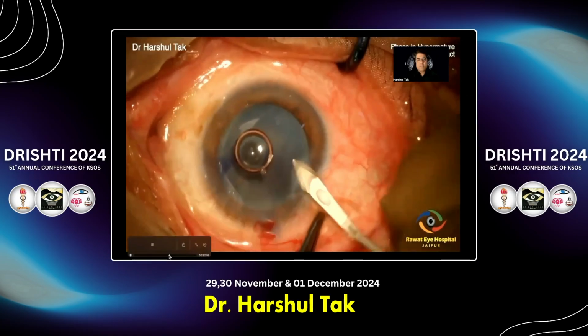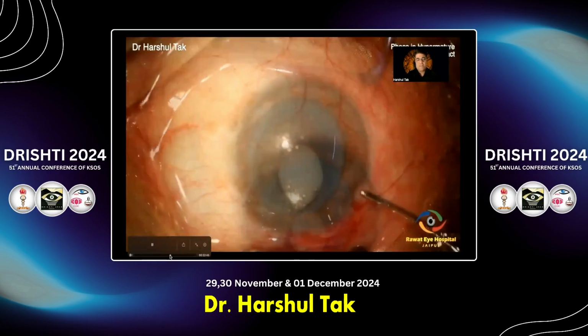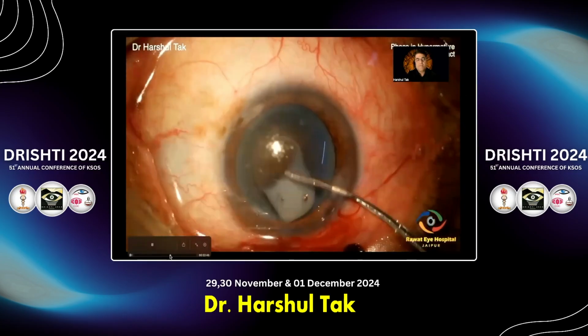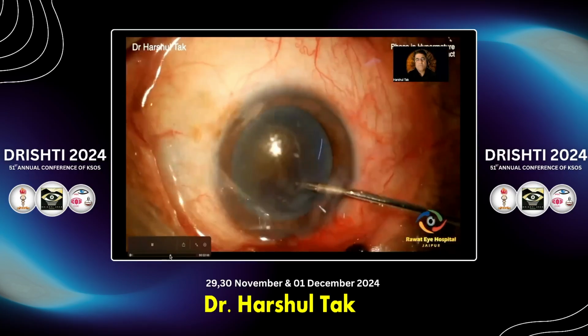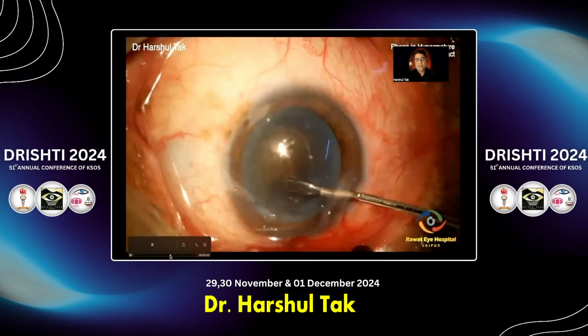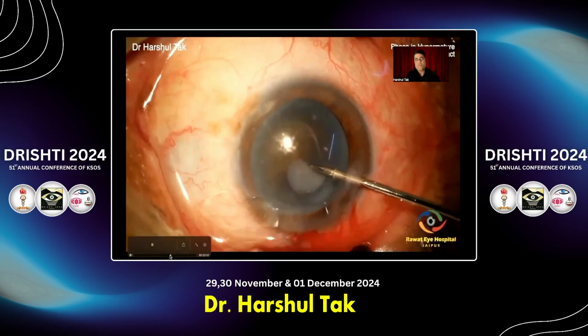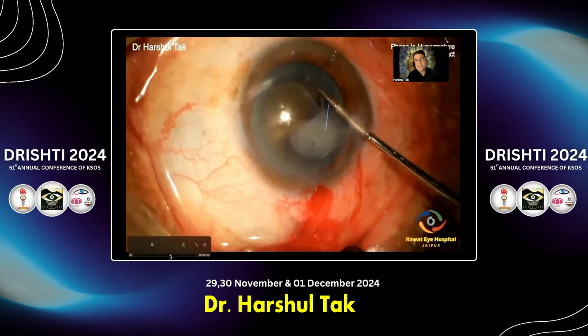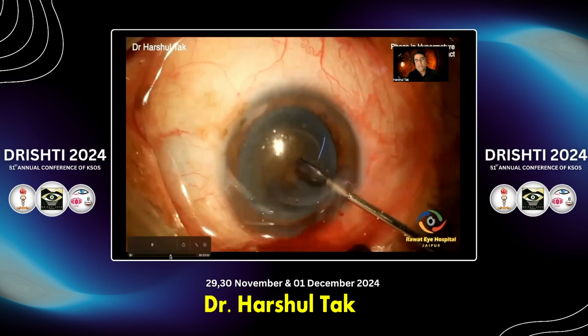As soon as you give a nick here in the anterior capsule, you will see that the milky fluid is coming out. Even when you are trying to make the capsulorhexis, again milky fluid is trying to come out. So you go ahead and again wash this liquefied cortical matter.